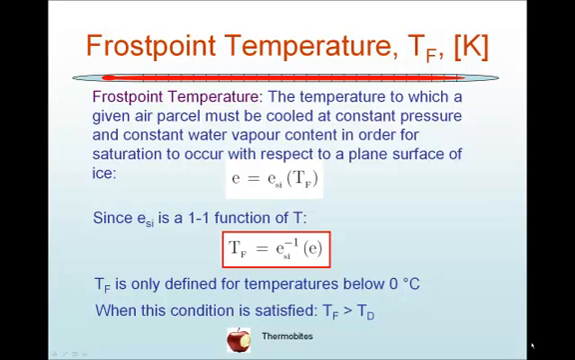And since ESI is a one-to-one function of T, you can invert that and get the frost temperature. TF is only defined for temperatures below 0 degrees Celsius, and when this condition is satisfied, the frost temperature is always greater than the dew point temperature.